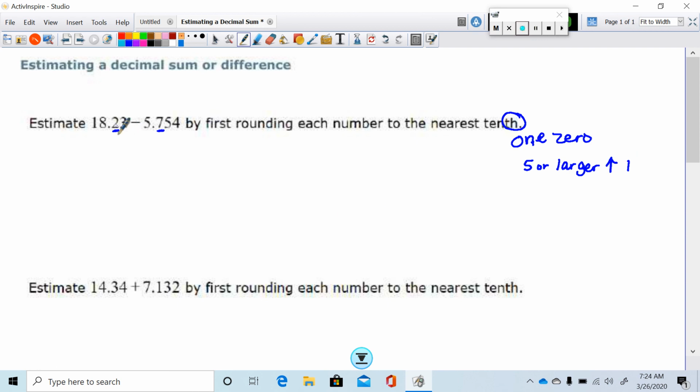So because the number after the 2 is a 3, it stays. So I'm going to leave it 18.2 minus, because the number after the 7 is a 5, that 7 you have to add 1 to it, so 5.8. So then you go ahead and subtract that. 18.2 minus 5.8 is 12.4.